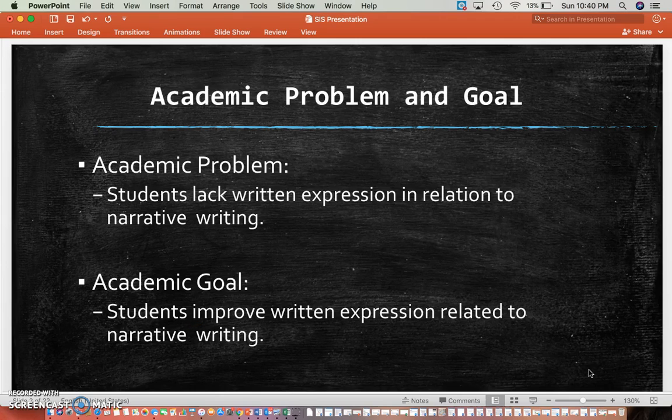The academic problem was that after evaluating the pre-assessment given to the students, we found that students lack written expression, specifically within narrative writing. Our goal, myself and my mentor teacher's goal, was for students to improve their written expression within narrative writing.